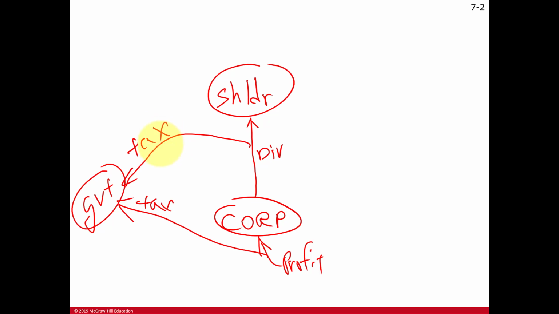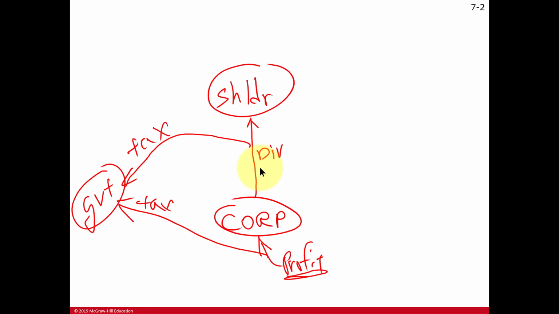So that's why they call this double taxation, because this initial profit down here gets taxed once to the corporation and again by the shareholder. The corporation cannot deduct this dividend payment to the shareholder like other payments as expenses.